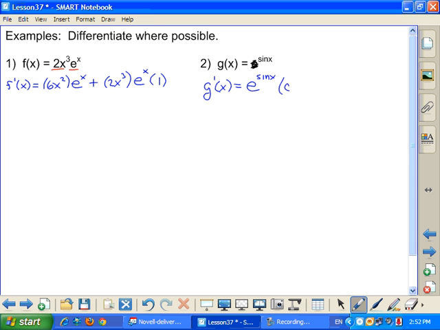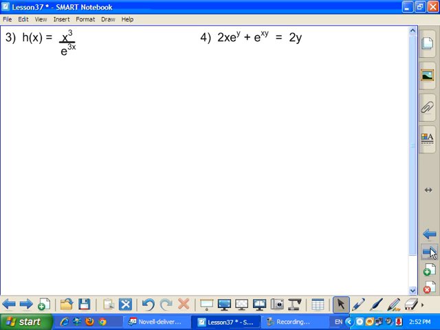So the derivative would be cos x. Now, be careful with this trig function. You now have to take the derivative of the angle. So then you'd have a 1. So the derivative of that original function is that right there. So e to the exponent sine x is e to the sine x, cos x, times 1. All right, so there's our first pair of examples.